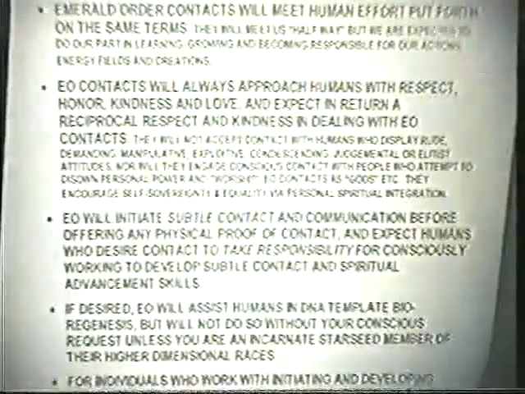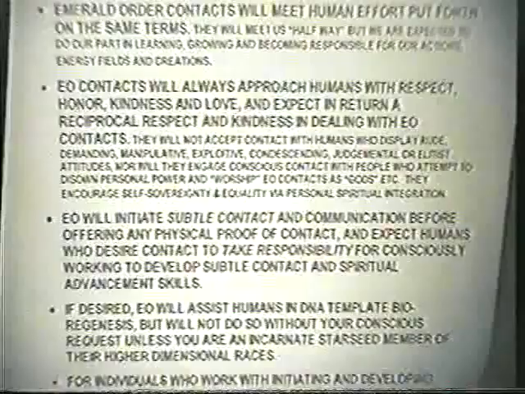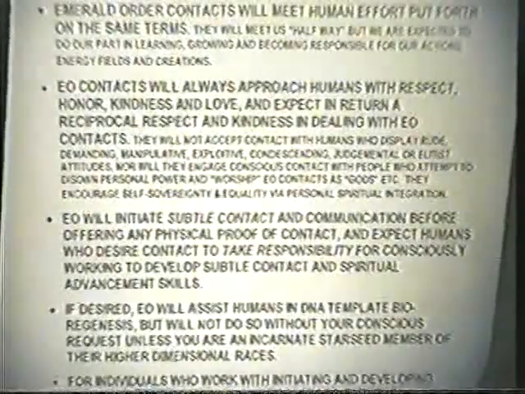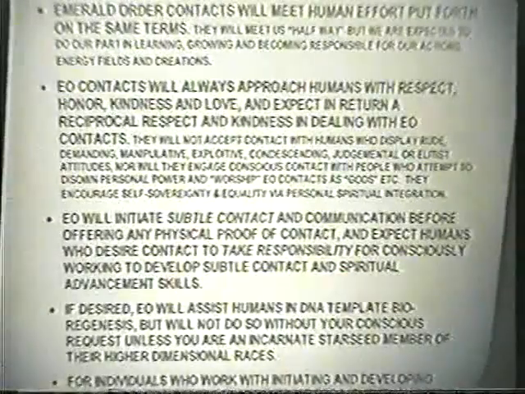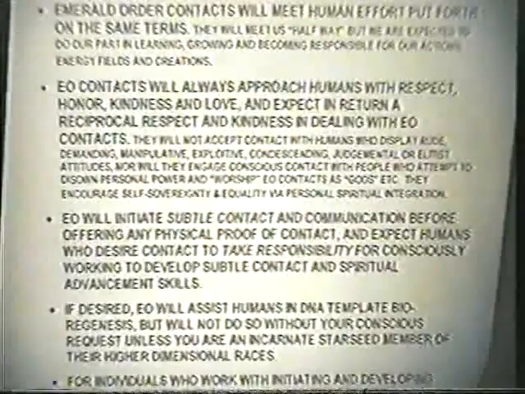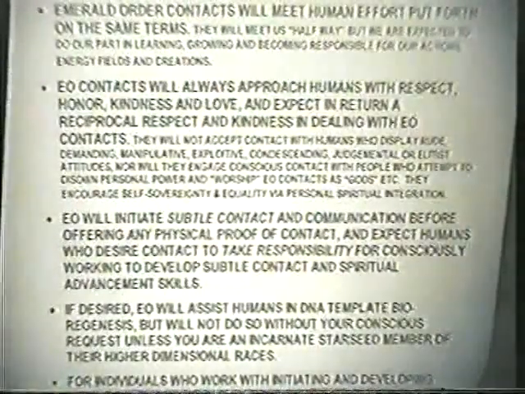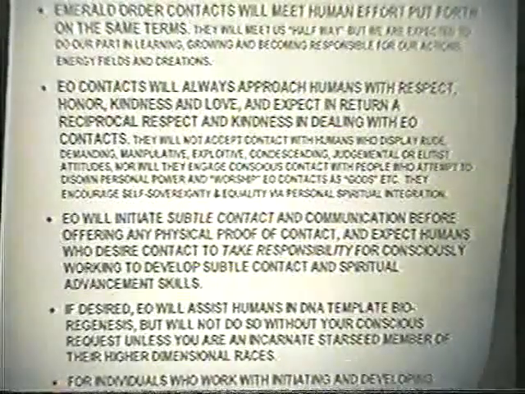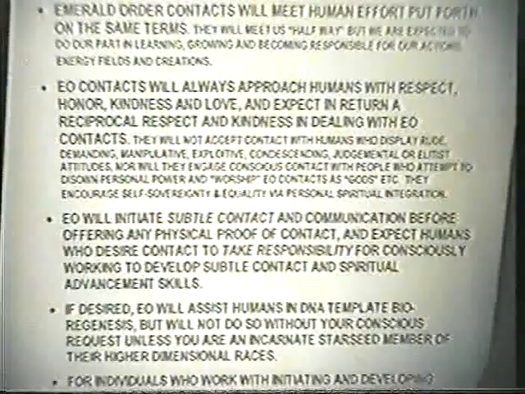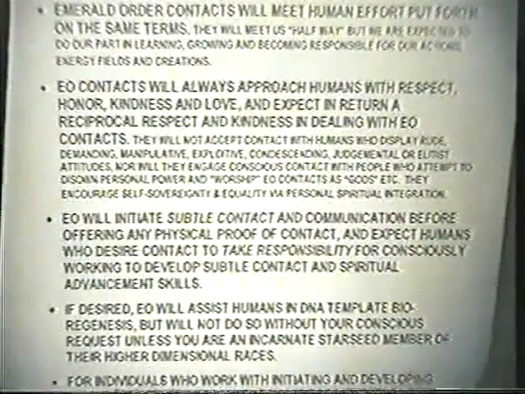Animal order contacts will always approach humans with respect, honor, kindness, and love, and expect in return a reciprocal respect and kindness in dealing with their contactees. They will not accept contact with humans who display rude, demanding, manipulative, exploitive, condescending, judgmental, or elitist attitudes, nor will they engage conscious contact with people who attempt to disown personal power and worship their contacts as gods.